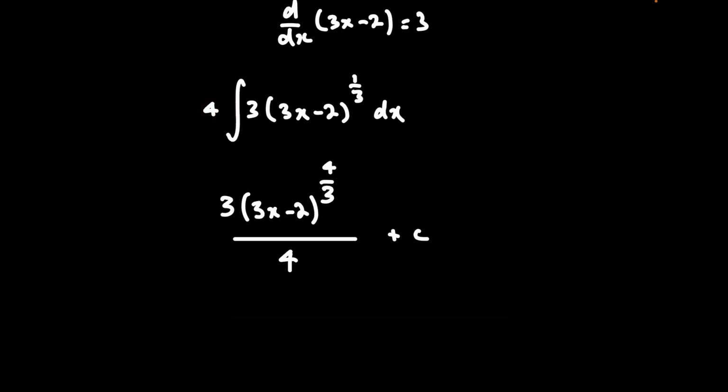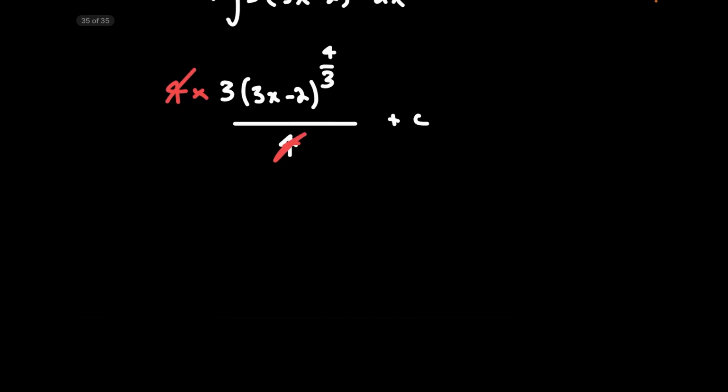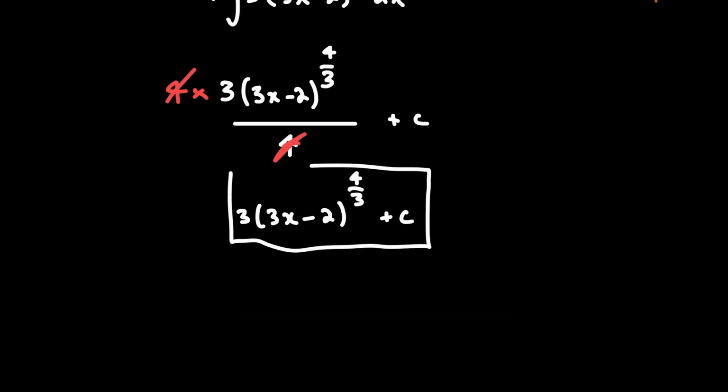So if I times everything here by 4, we can see the 4 and the 4 here cancel. So our final answer for the integral is simply 3 times 3x to the power of 4 on 3 plus c. That's how you integrate that question there.